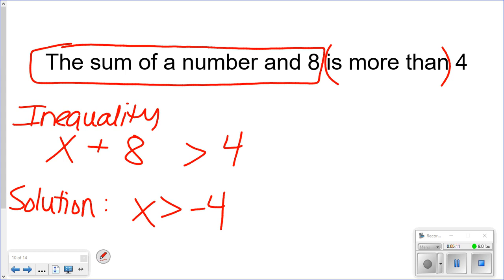That's the solution. Now, if x is greater than negative 4, what are some things x could be? Negative 3, negative 2, negative 1. Does it include negative 4 though? No, because it wasn't greater than or equal to.